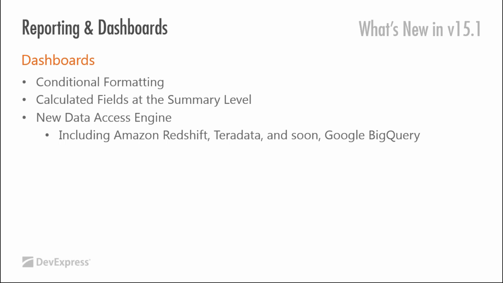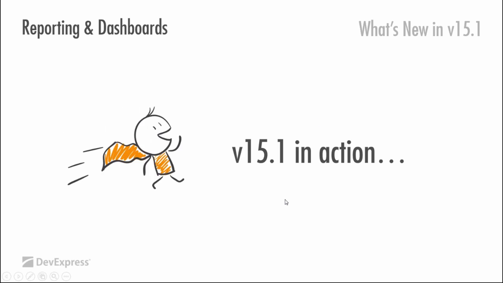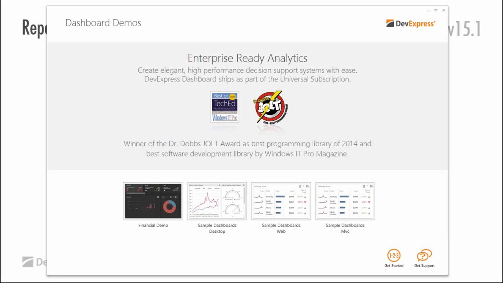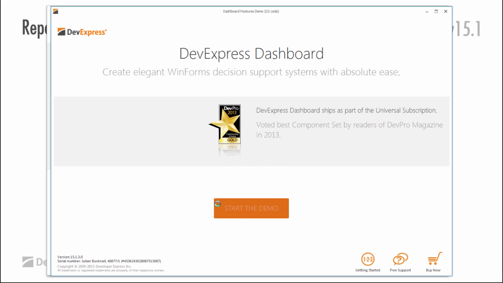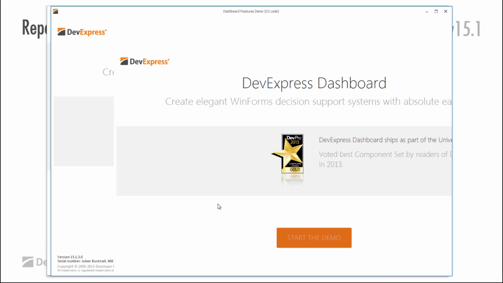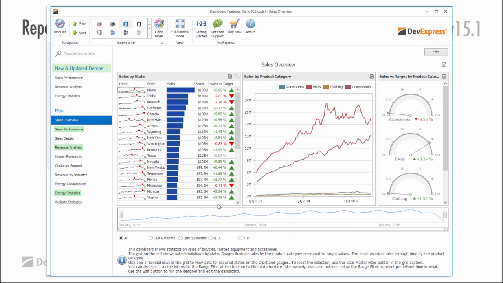Anyway, so without further ado, let's have a quick look at 15.1 in action with regard to the dashboards. So here's one of our demos. We'll start the demo. And what we have is a standard-looking dashboard. We have a group of dashboard items. We have a grid here. We have a little chart here. We have some gauges going on here. We have a nice range control so we can select data to view within our dashboard and so on.